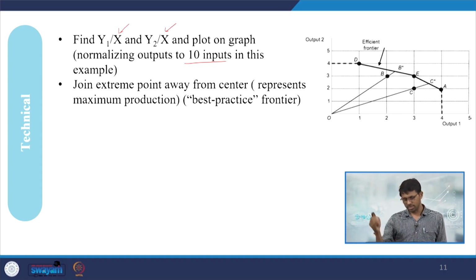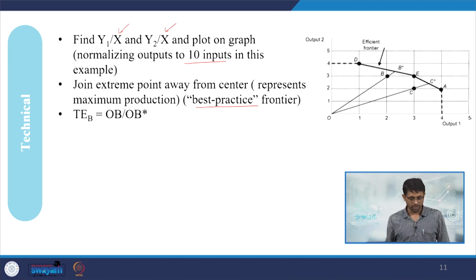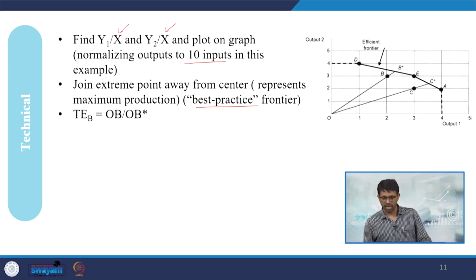The higher the boundary, the better the output, and that is basically called the best practice frontier, or also called the efficient frontier. So technical efficiency in the case of DMU B we can find out like this: OB divided by OB star. So the maximum possibility is OB star, and OB is the actual one.